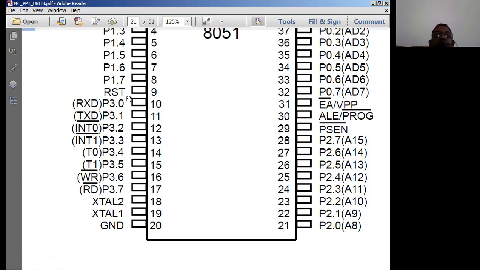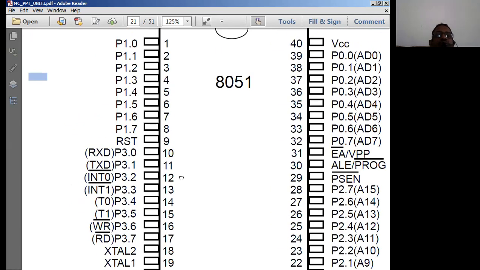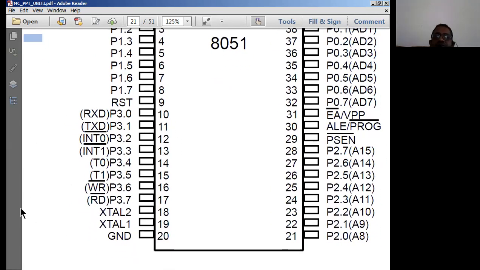So by skipping P3.0, 3.1, 3.2, you can simply mention these particular things and say that all these special functions can be done by using port 3. Thereby you can write the list of various extra operations provided by port 3. So port 3 is especially used for these operations.